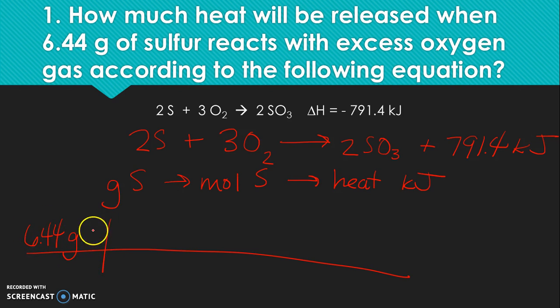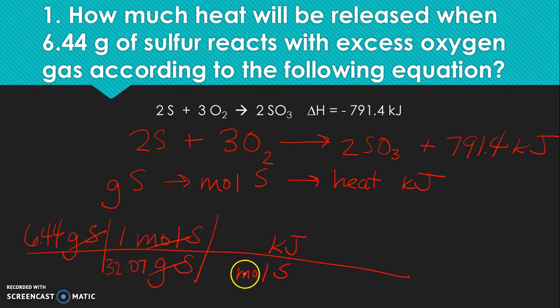So we're going to start with our T-chart, 6.44 grams of sulfur. I want now to get rid of sulfur, so get rid of grams at least. I'm going to go grams to moles. Again, when we go grams to moles, it's always 1. If we look on our periodic table, 32.07 grams, moles of sulfur to kilojoules, grams cancel, moles cancel.